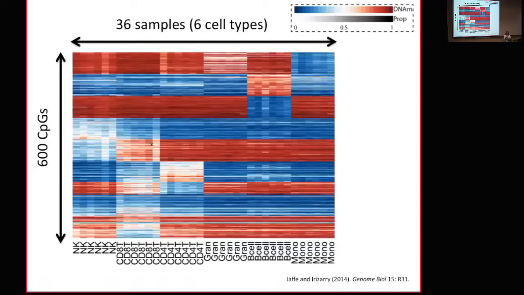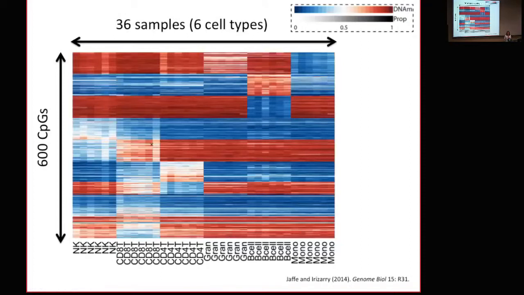So these CpGs are very different from each other between cases and controls. Does that make sense? That's what I'm plotting along the rows. So I'm plotting the top 600 CpGs in the genome in this plot for 36 different DNA methylation samples. These 36 DNA methylation samples correspond to 6 pure blood cell types. Natural killer cells are NK, CD8 T cells are the second batch, then CD4 T cells, granulocytes, B cells, and monocytes. That's what I'm plotting here.